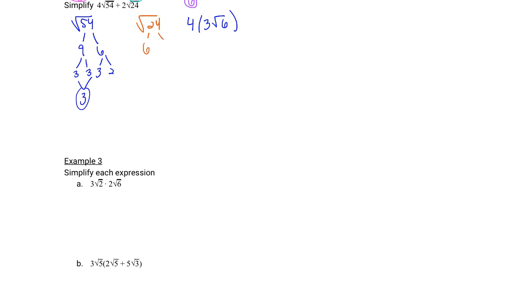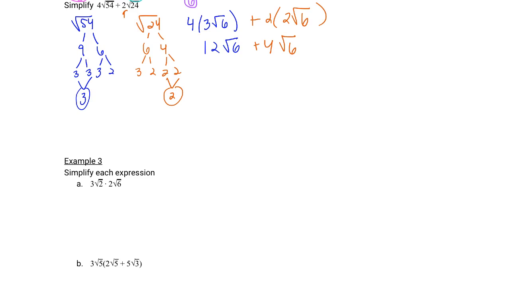That is 6 and 4. 6 is 3 times 2. 4 is 2 times 2. So that's 2 square root of 6 with this 2 still out front. Well, let's simplify. That's 12 square root of 6 plus 4 square root of 6. And that gives us, when we add it together, 16 square root of 6.